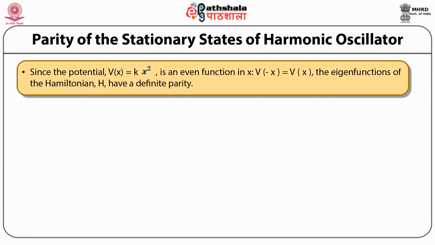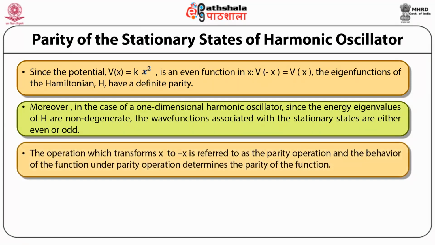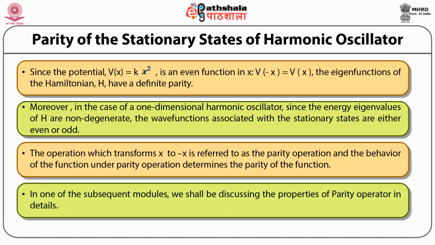Third point. Since the potential V of x equal to kx square is an even function in x, we have V of minus x is equal to V of x. Thus, the eigenfunctions of the Hamiltonian H have a definite parity. Moreover, in the case of a one-dimensional harmonic oscillator, since the energy eigenvalues of H are non-degenerate, the wave functions associated with the stationary states are either even or odd. The operation which transforms x to minus x is referred to as the parity operation, and the behavior of the function under parity operation determines the parity of the function. In one of the subsequent modules, we shall be discussing the properties of the parity operator in more detail.